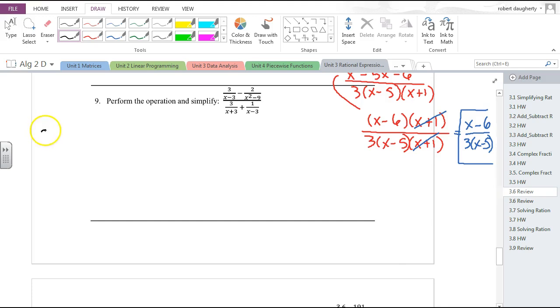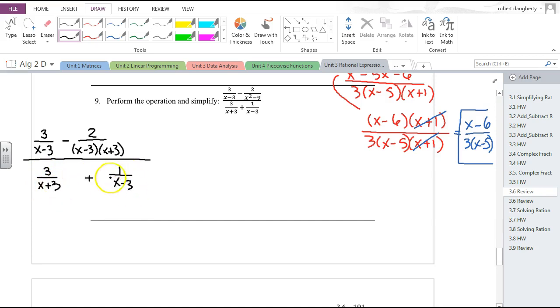So in this particular problem, I've got 3 divided by x minus 3, subtract 2, factor this. x squared minus 9, that's (x minus 3)(x plus 3), okay? So I am going to need to combine those 2 fractions. What's going to happen in the bottom of the fraction? Similar thing, 3 over x plus 3 plus 1 over x minus 3, okay? So in order to make everything combine, my common denominator is going to be (x plus 3)(x minus 3).